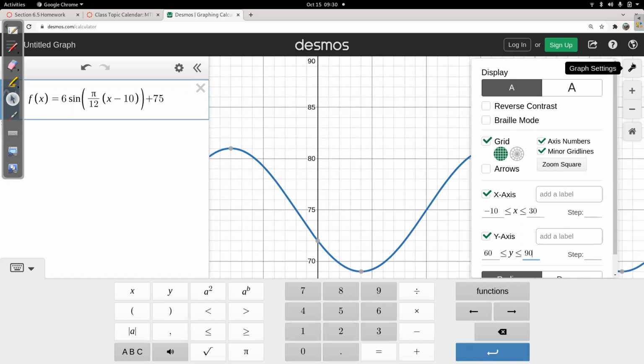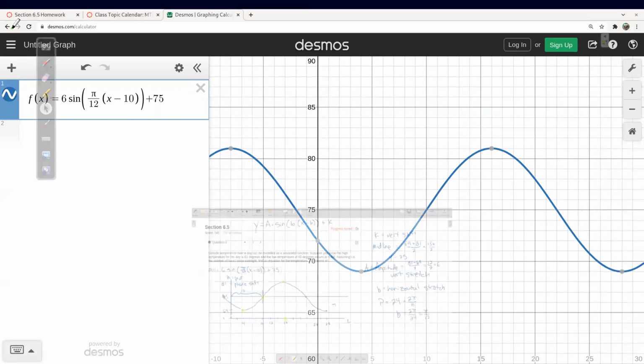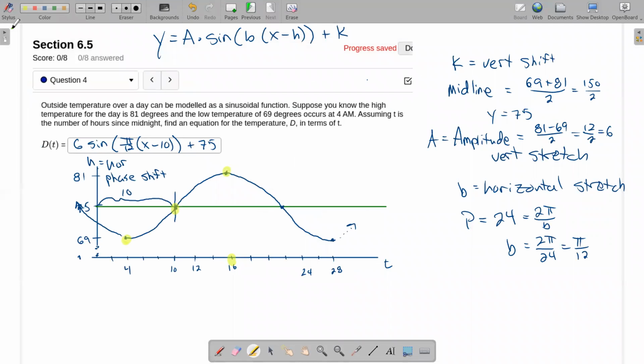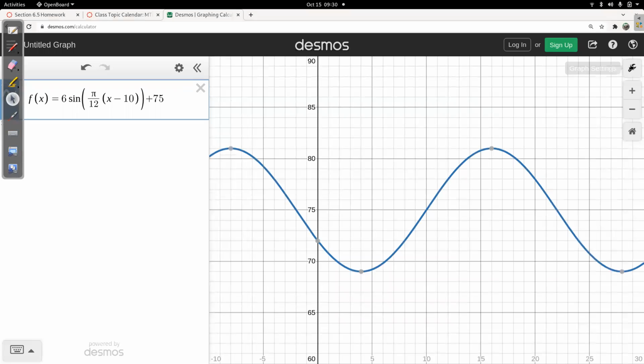So again, how did I come up with those numbers? I was envisioning this picture I drew right here. So I wanted to see a little to the left of midnight here and then past one period. And then I needed to get 69 to 81 in there. So I picked 60 to 90. And the monkey wrench here lets you change that rather than fiddling with zoom and moving the screen around.